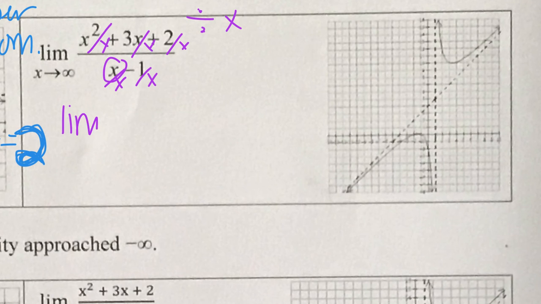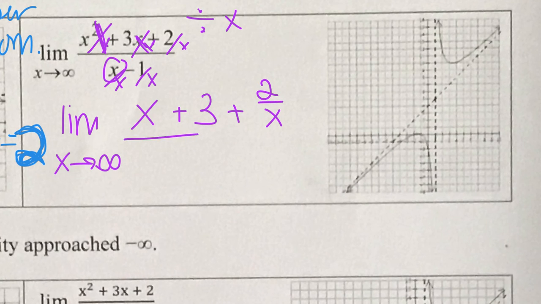Okay, so that will give us the limit of x, because x squared divided by x is x, plus 3 plus 2 over x, all divided by 1 minus 1 over x. So when you do your limit analysis, calculus wants to see this function right here. Okay, show them what you get once you divide by the greatest power in your denominator. Okay, and now calculus wants to see your analysis.